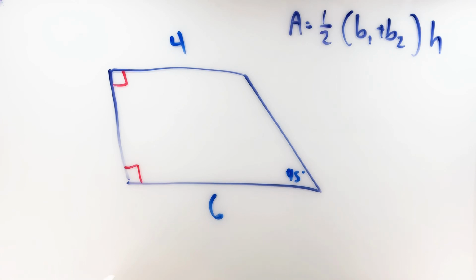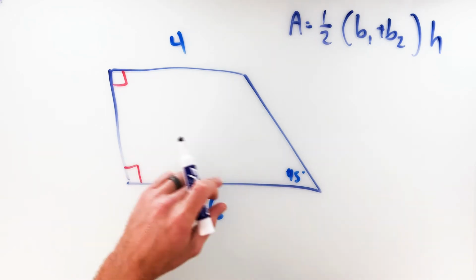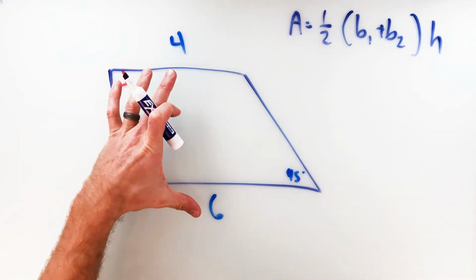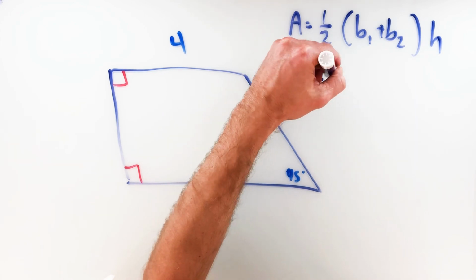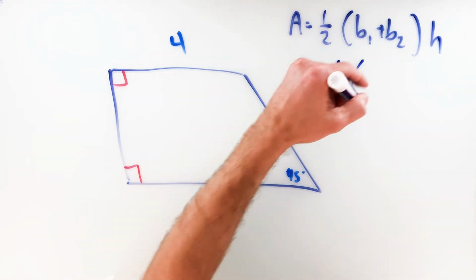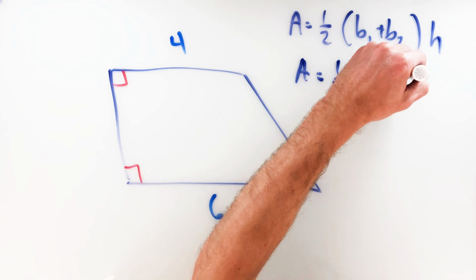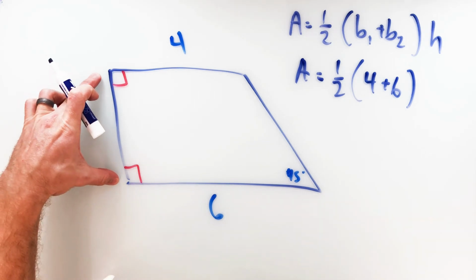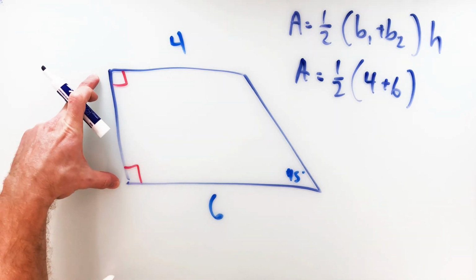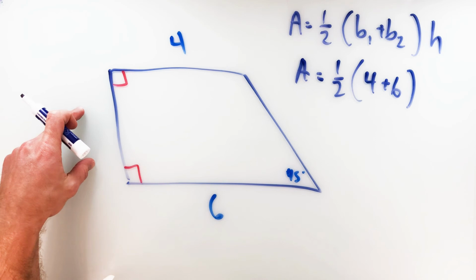Okay, so think about what we have. We've got really 3 values. We've got the 4, the 6, and the 45-degree angle. We've got 4 and 6 as our 2 bases. So this first part here, we'll fill in pretty quick. So base 1, base 2, and then times the height. So the height of this trapezoid is going to be right here. We know it's perpendicular to each base, but I don't have it. I've got no value here.